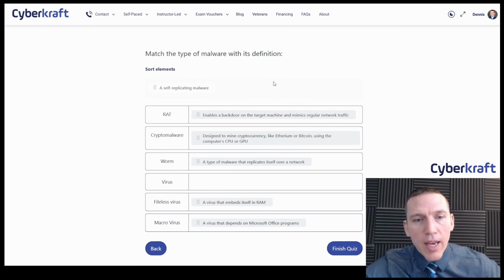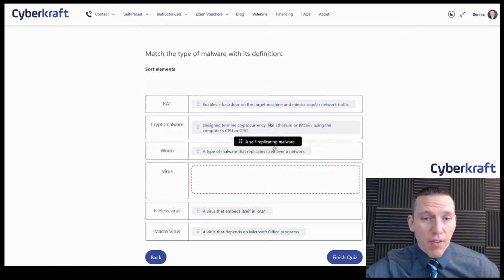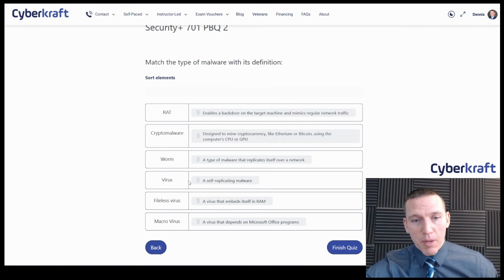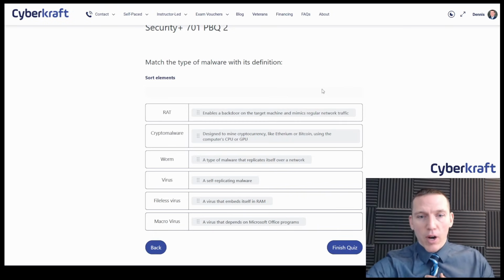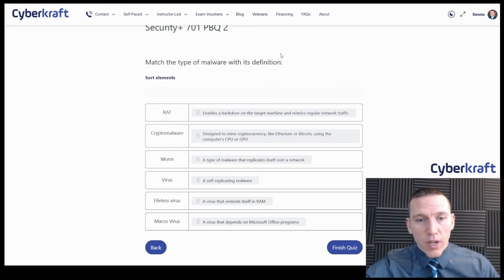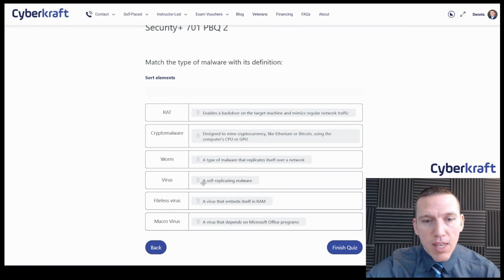And then a self-replicating malware. That could be lots of things. Okay, that could be a virus. Yeah, a virus is a self-replicating malware, and that could be multiple types of malware, multiple types of virus. A worm is a type of virus that replicates over a network. So since we have worm here, this would be what we'd put in for virus for sure, because this specifies that it's over a network, so that makes it worm.